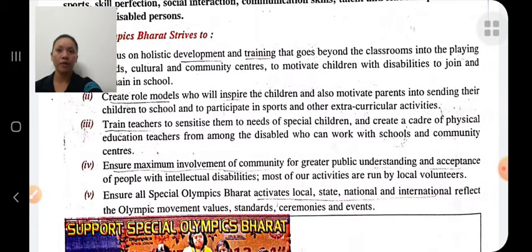Ensure maximum involvement. Special Olympic Bharat ensures the maximum involvement of the community and greater participation of the public, so that if there is maximum involvement of the community, there will be a better understanding of the divyang person. They understand the disabled person and accept them also.